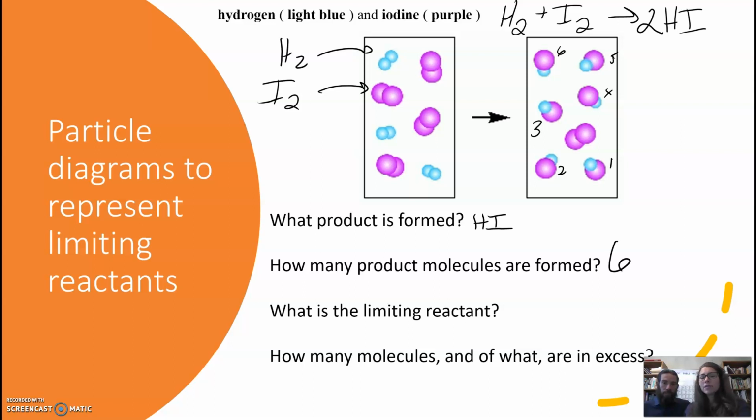What is the limiting reactant? You can kind of figure that out from how many molecules you made, but you can also see that we have an excess of I2. This is an I2 left over. That means that our hydrogen ran out, so our limiting reactant was our hydrogen. And you can even see that there are 3 H2s, or a total of 6 hydrogens, and we made 6 of those HIs with them, and then the hydrogen was gone. And there was enough I2 in there to have some excess.